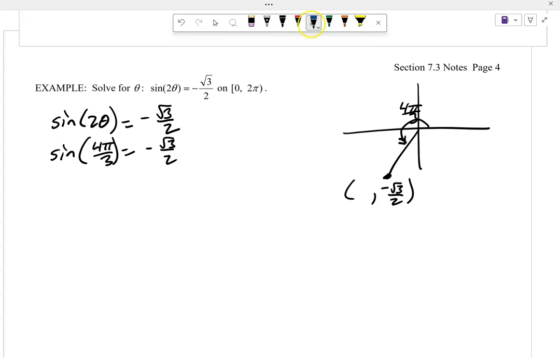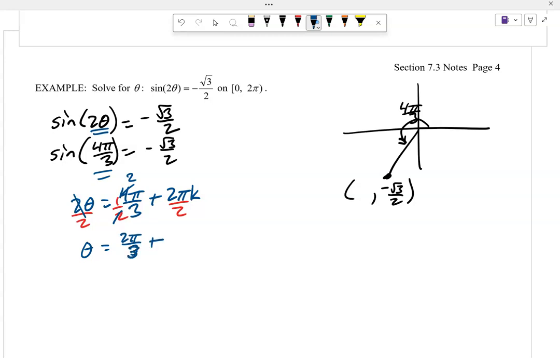So we're going to set 2 theta equal to 4 pi thirds plus any 2 pi k. And then we'll go ahead and divide everybody by 2. And so we get all forms of the solution here. So 4/2 gives us 2 pi thirds, so 2 pi thirds plus pi k. Now I know it's restricted here, so let's start plugging in k values to name them all.